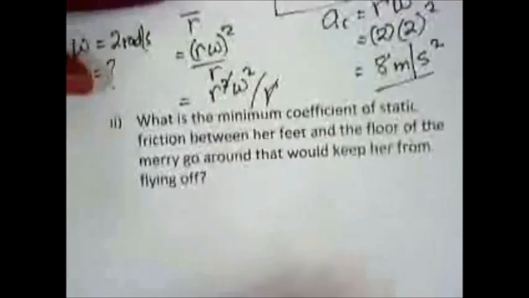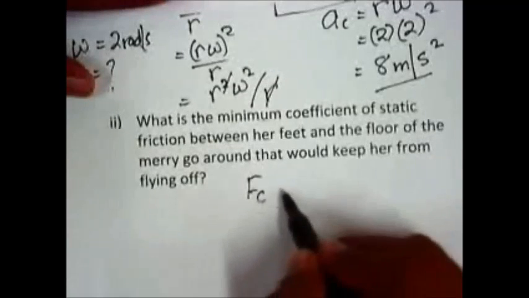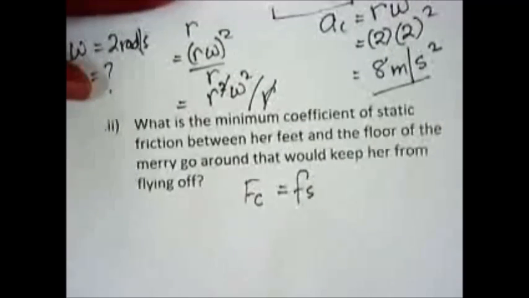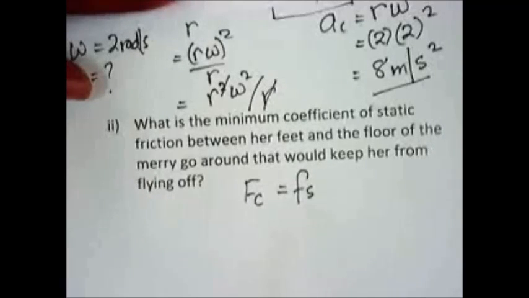Okay, after you have found that, the second question says, what is the minimum coefficient of static friction between her feet and the floor of the merry-go-round that would keep her from flying off? So the only reason that she is not flying off is because her centripetal force is equal to her frictional force. That is how you go about solving the second part of the question. The only reason that she doesn't fly off is because her centripetal force is equal to her static friction force.